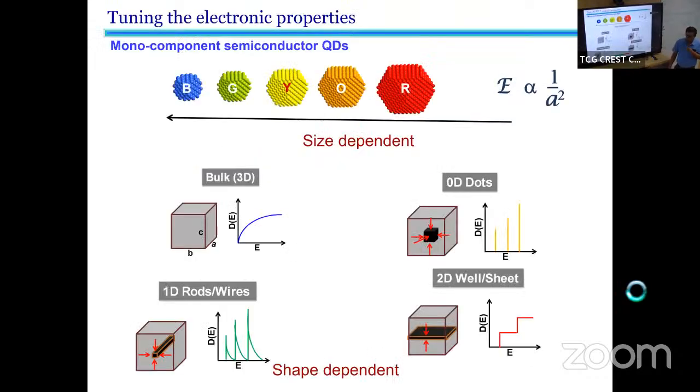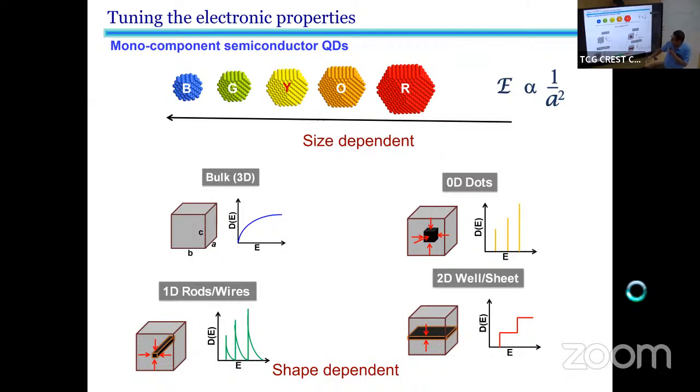So the first topic: monocomponent and junction nanocrystals. You all know this is very established now, that nanocrystals show size dependent properties. That means if I change from bigger to smaller, I can change the band gap. Eventually the color can be tuned. And also the electronic properties of the nanomaterials can be tuned by changing the shape of the nanocrystals.